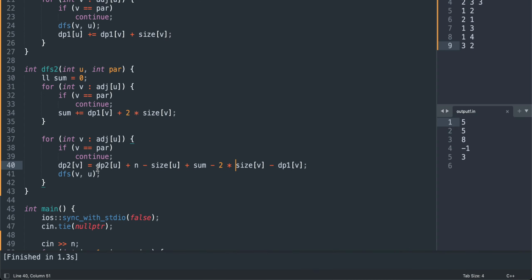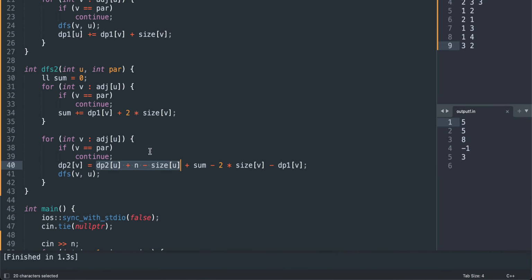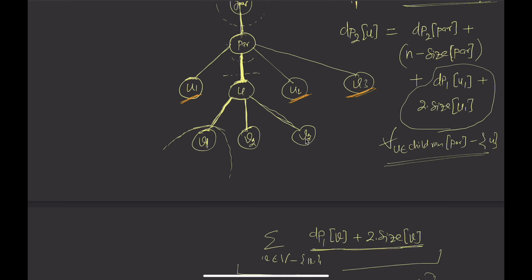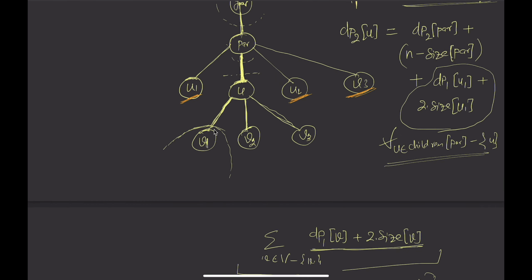In my answer, dp2 of v will be dp2 of u plus n minus size of u. dp2 of u is the parent's dp2 value, the upper value. Okay, it will be n minus size of u. That looks fine, plus other values, which is sum minus, remove this size, minus dp1 of v minus 2 times size, remove this value, right? So why 2 times? Because I added it 2 times. Okay, then remove it 2 times.